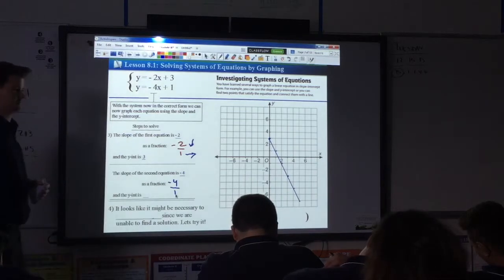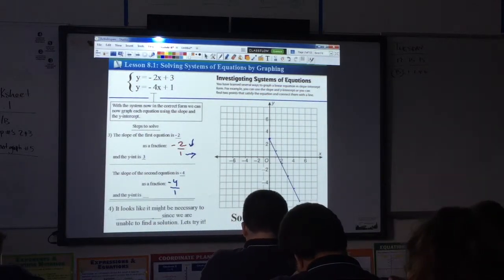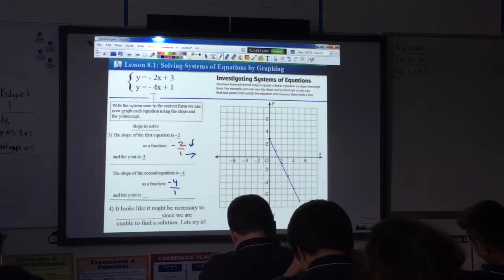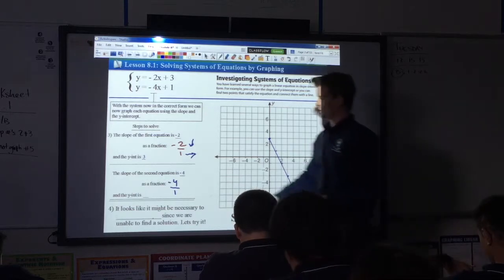Lucas, what's the y-intercept? Y-intercept is 1. Positive or negative? Positive. Positive 1. Okay, so I have my y-intercept at 1. I always graph the y-intercept first.